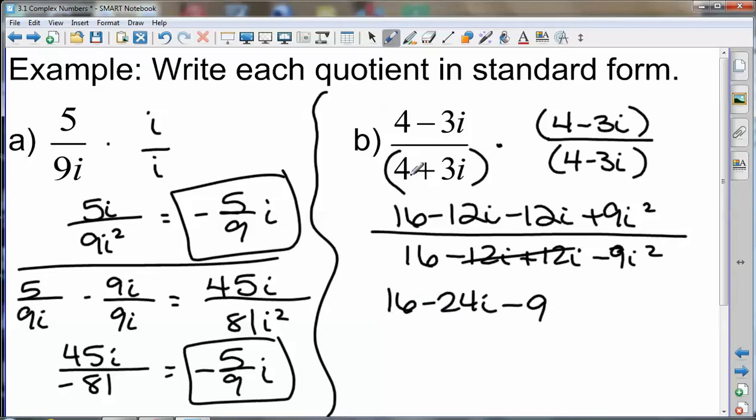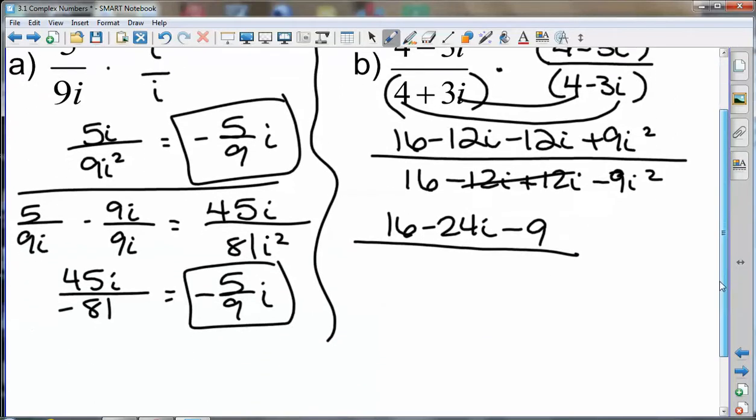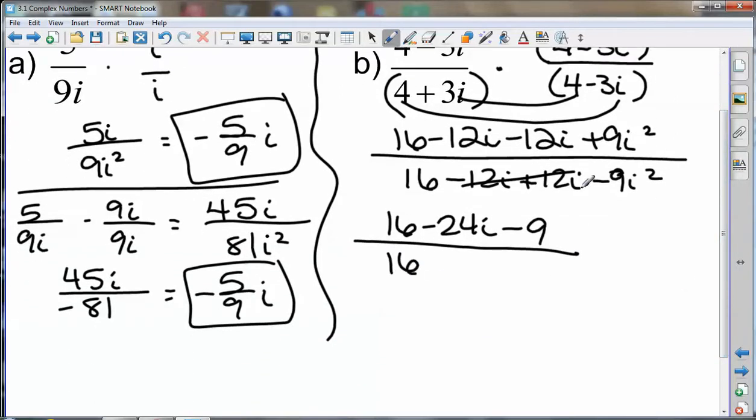So on the top, I get 16 minus 24I. Wait, how did you get them to cancel? Because these are conjugates, so they're opposite signs. So negative 12I and positive 12I. Oh, you were doing the bottom. Yeah, sorry, I was looking at the top. On the top, they don't cancel. You just have to add them. Then on the bottom, you get 16, and negative 9I squared would turn into positive 9. So we get 7 minus 24I over 25.